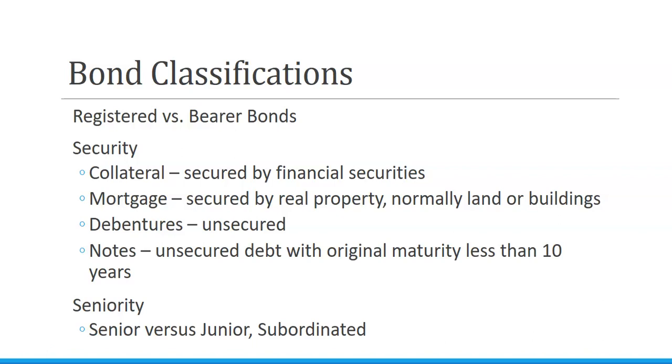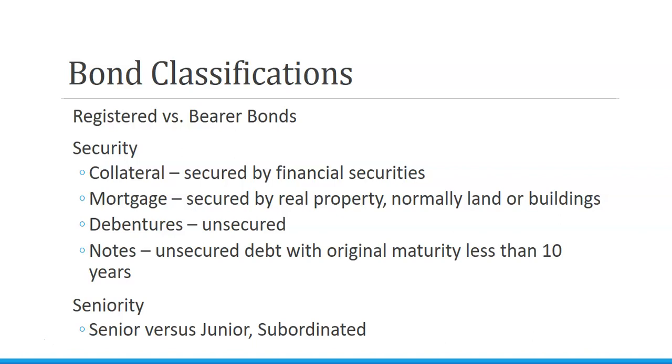We can also have secured bonds. We can secure them with financial securities. We can secure them with real property. Then they're called mortgage bonds. They can just be regular bonds, which are called debentures, which are unsecured, or they can be notes, which means they have a maturity less than 10 years.